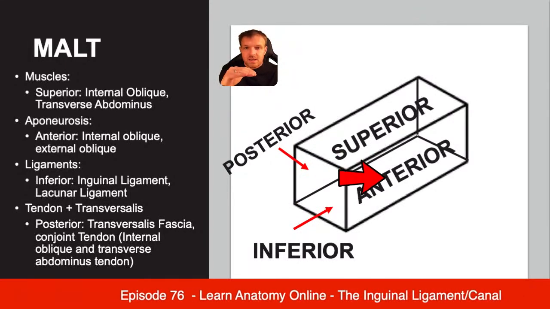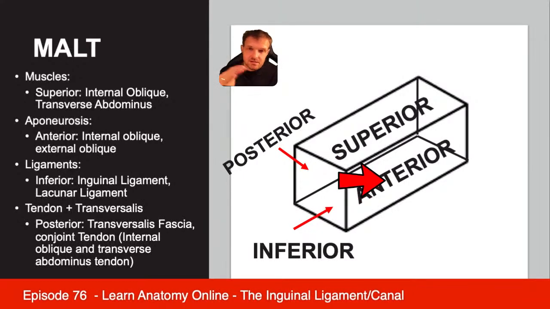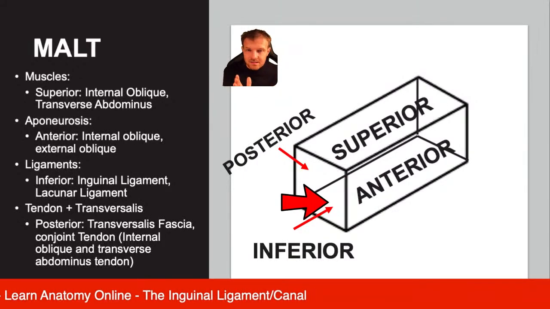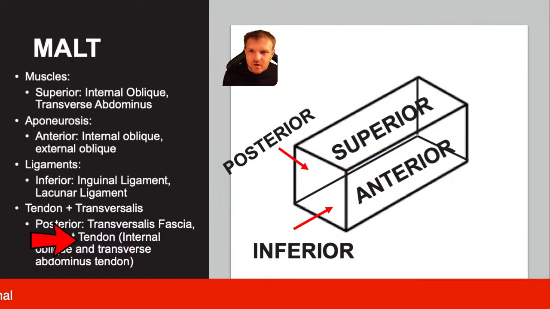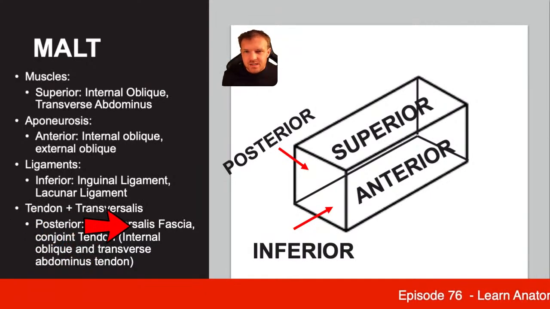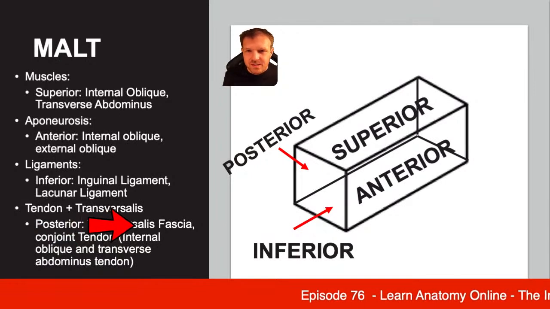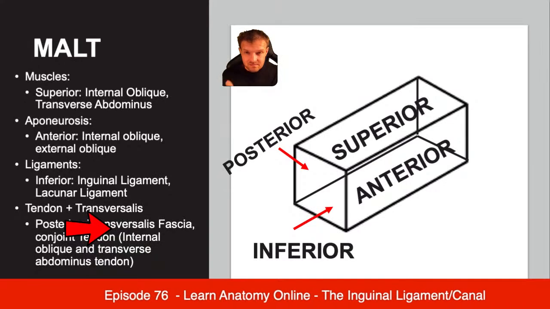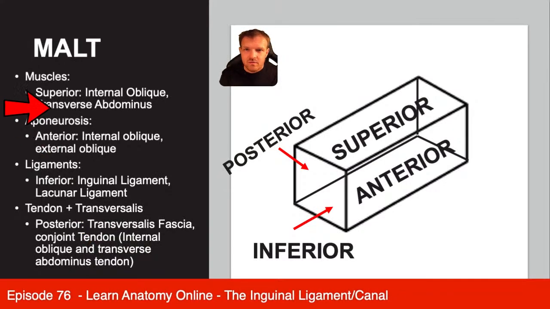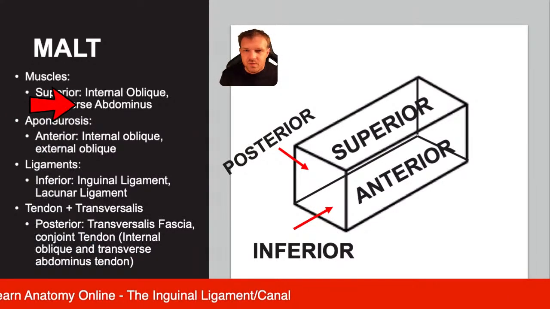muscles on the top, fascia, aponeurosis on the front. Underneath, so kind of wrapping around, you've got these ligaments that kind of suspend everything, and then on the back we've got tendons, and these are tendons of some of the muscles. There's a fascia called the transversalis fascia, and that sits on the inside, and again we'll see this in a second, of this muscle, the transverse abdominis.